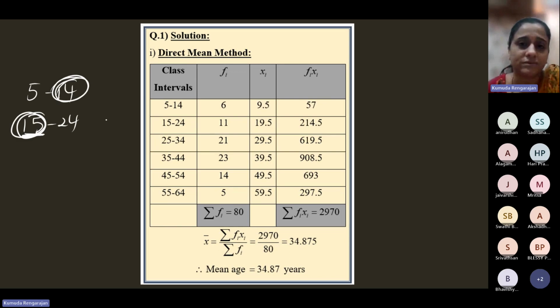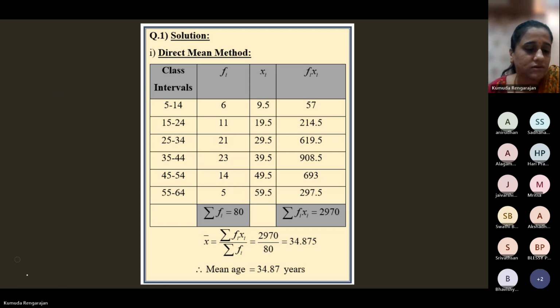1 by 2 is 0.5. Now what you have to do is subtract that value 0.5 from all the lower limits and add 0.5 to all the upper limits. See, you can take any two class intervals, but there must be two consecutive class intervals. So supposing you take these two.